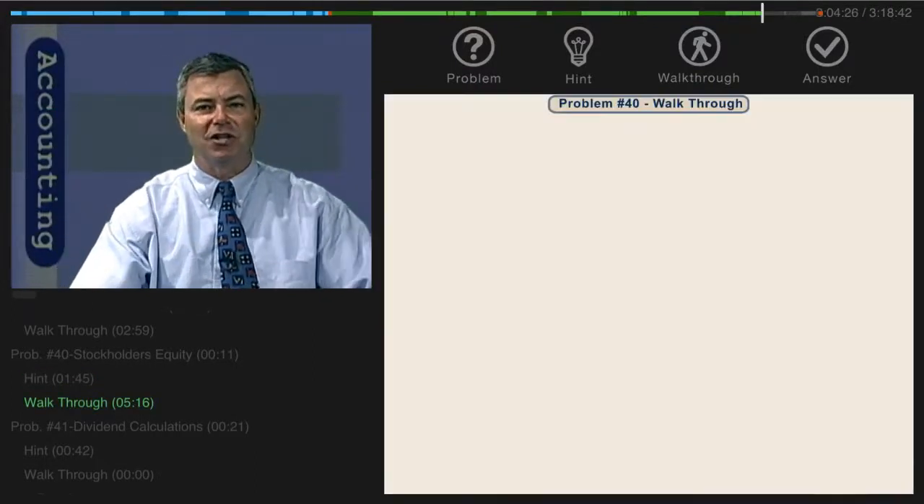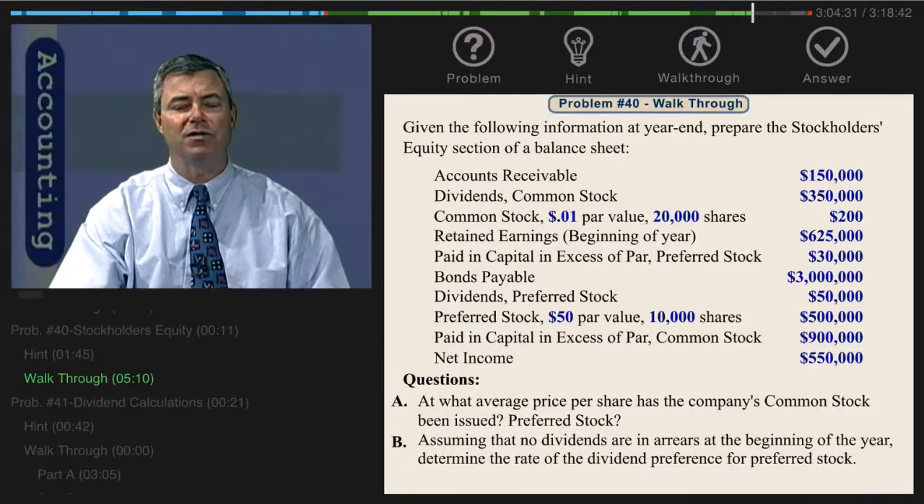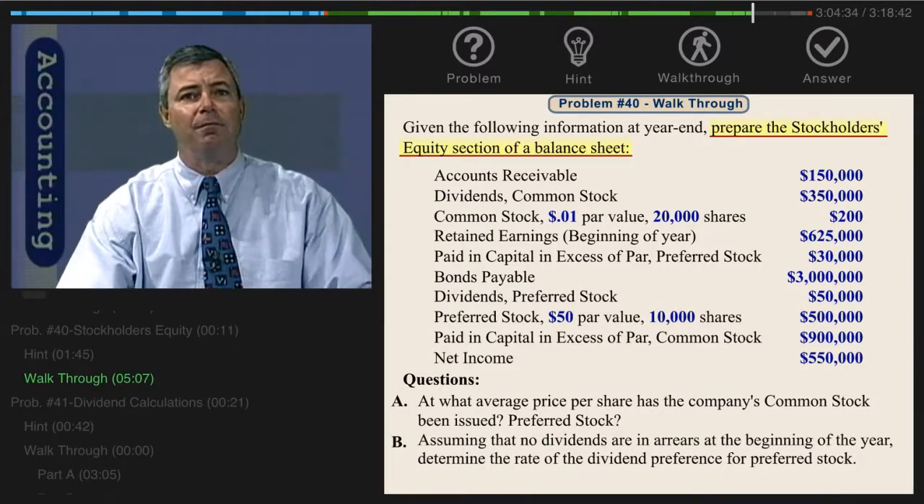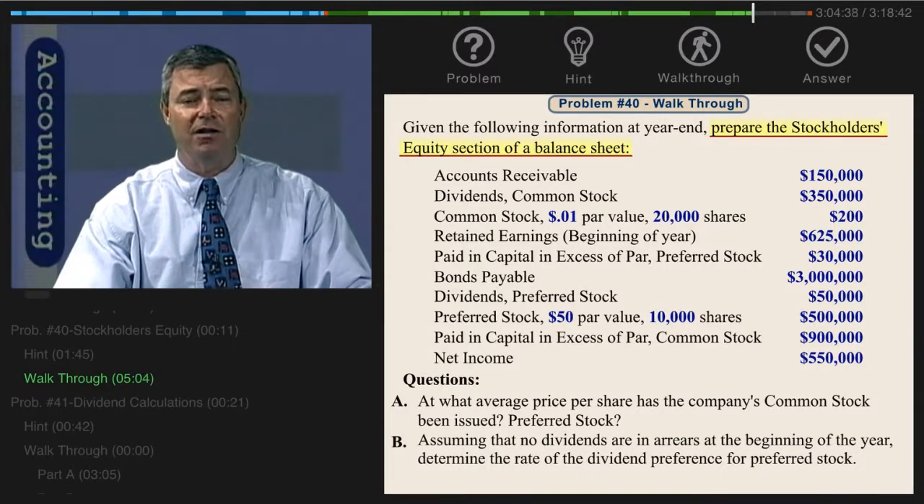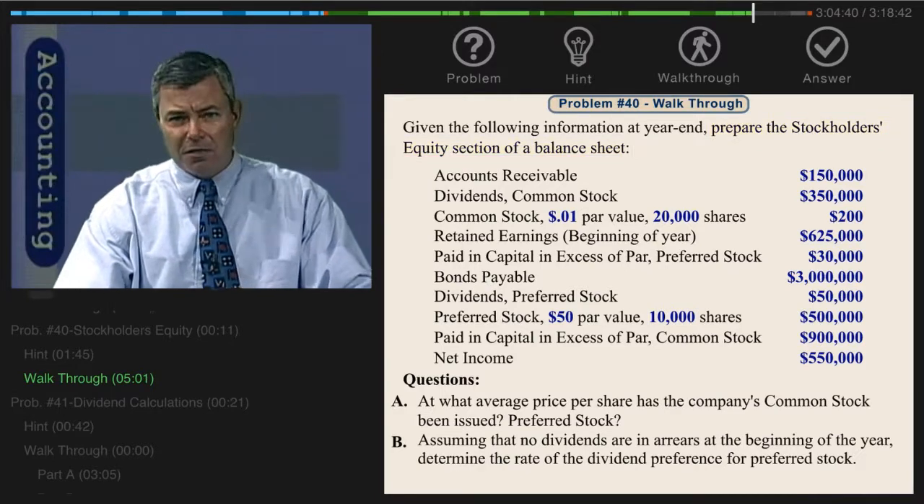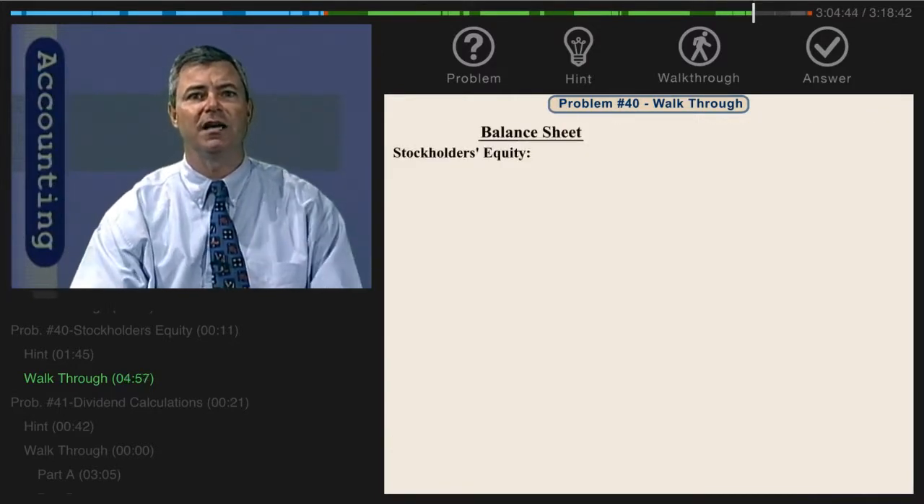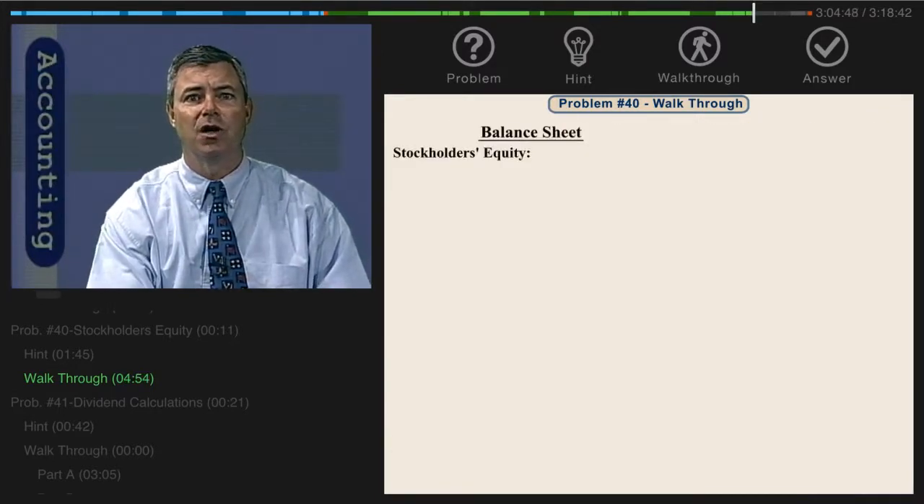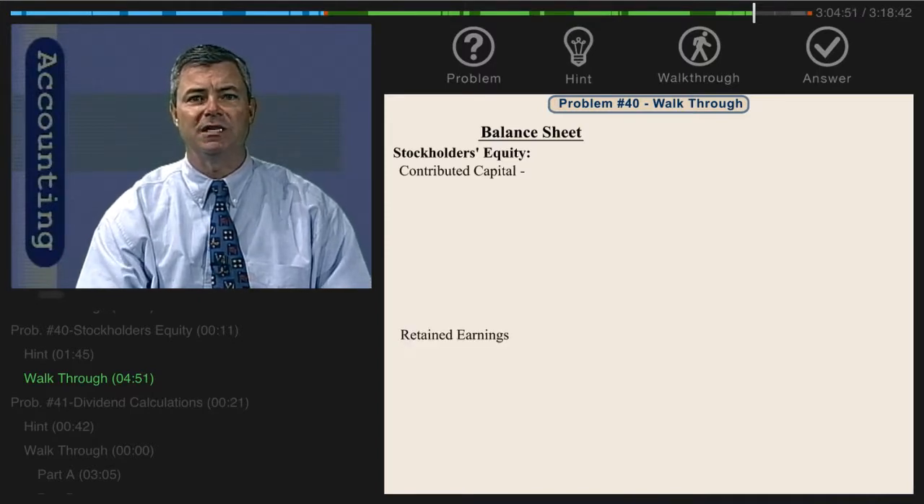Okay, let's look at the solution to this problem. The first step of this problem was a request that you prepare a stockholders' equity section of a balance sheet given the information provided. One of the things you need to remember is that stockholders' equity is divided into two basic sections or categories. One is contributed capital and the other is retained earnings.